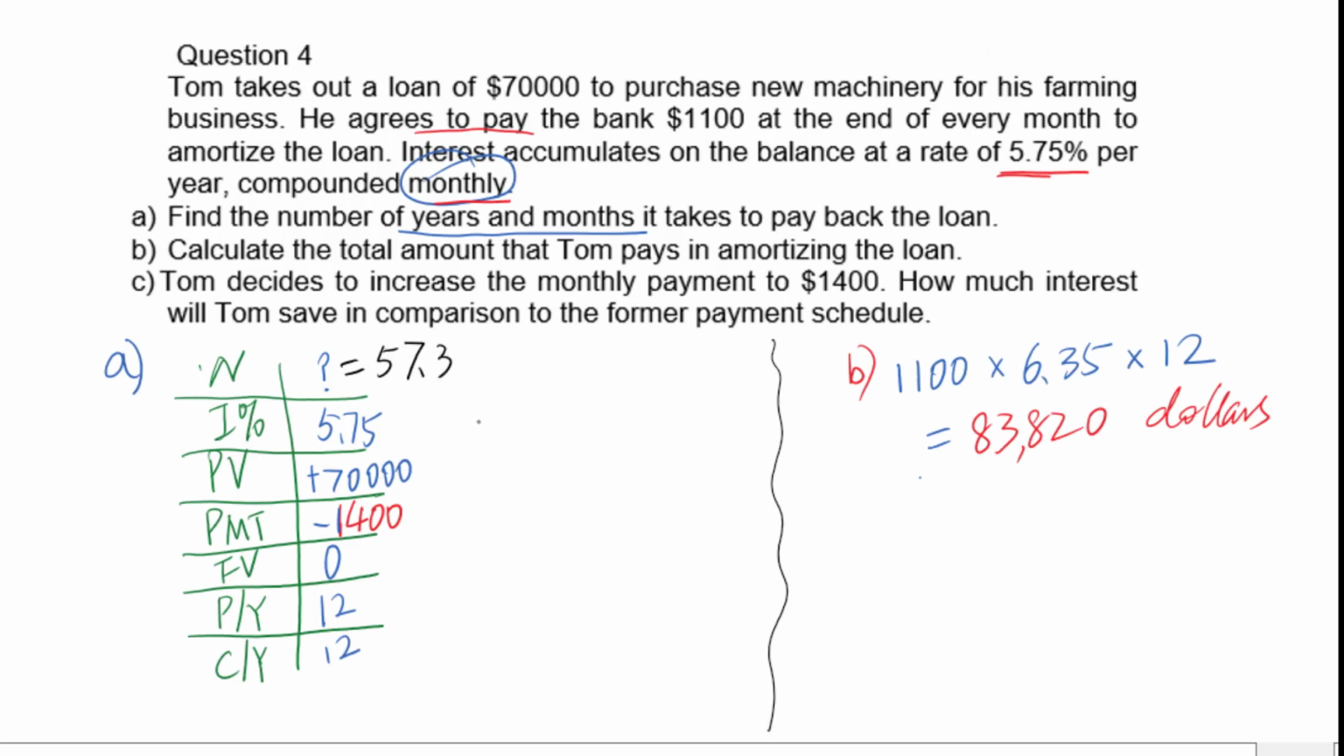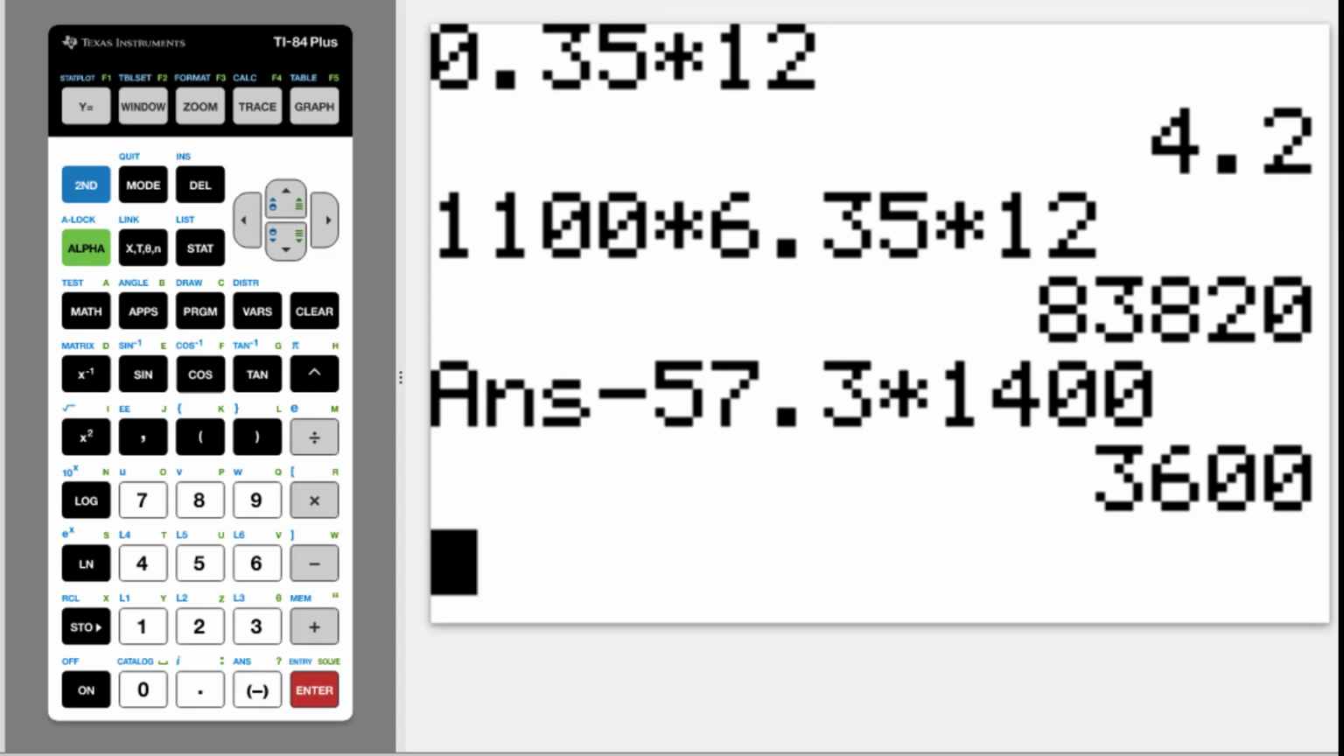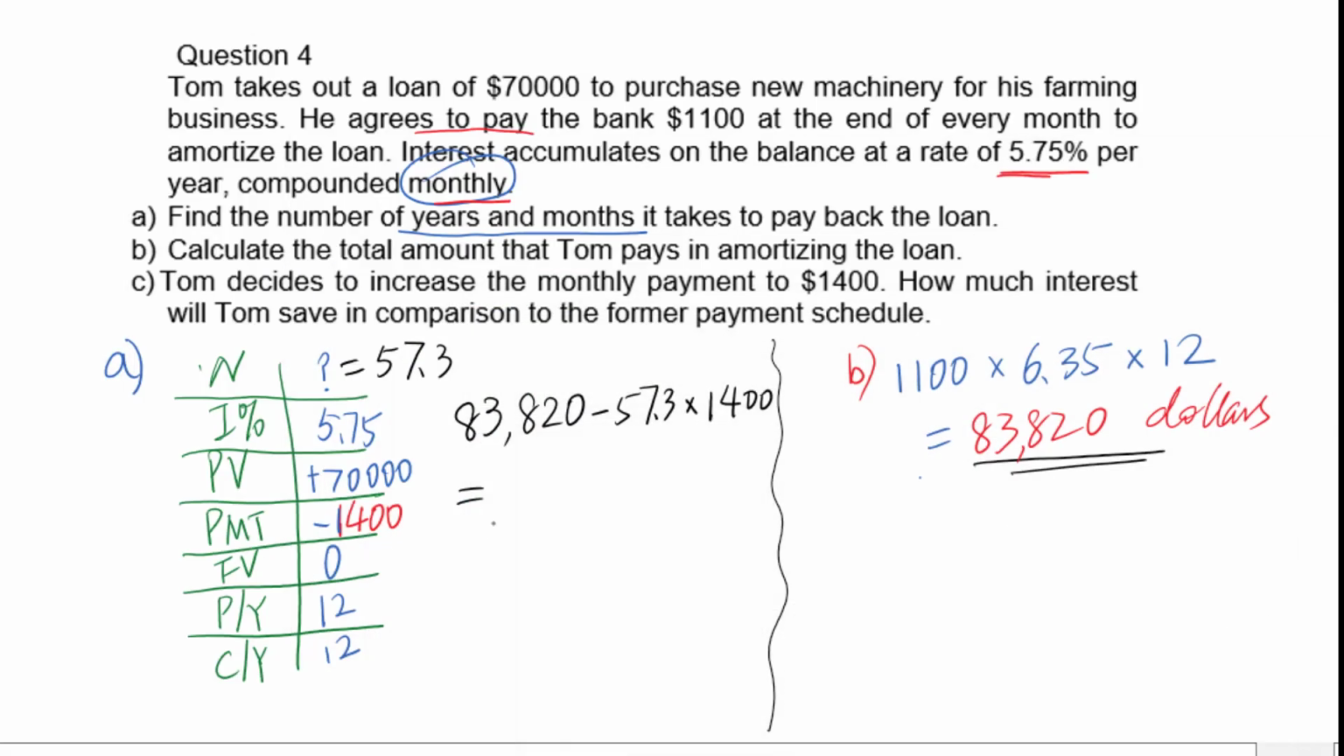We will use this total payment dollars minus 57.3 times 1400 to figure out how much interest Tom will save. We'll save $3,600. For this 57.3, basically it's years times 12. That's the reason we just use 57.3 times PMT, which means the total money paid by Tom.